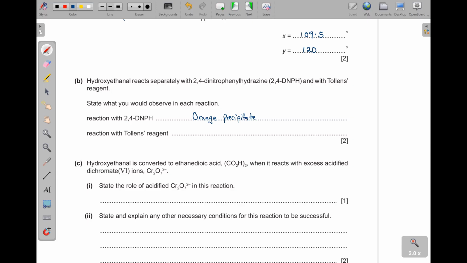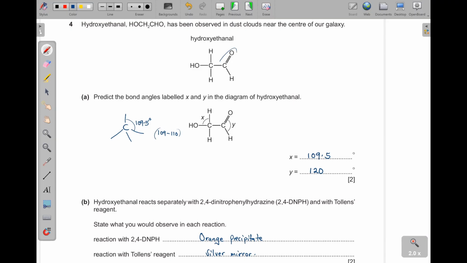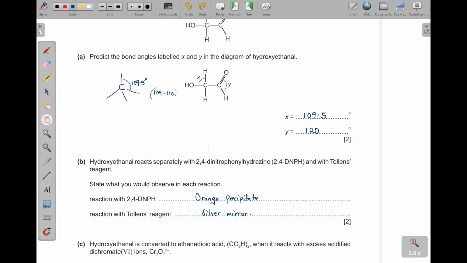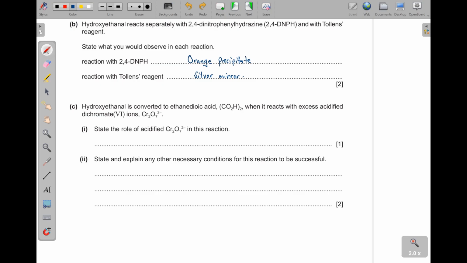Then Tollens' reagent is ammoniacal silver nitrate. That one can give a positive test with aldehydes but not ketones. For the positive test, we see a silver mirror, but ketones don't do that. And of course, we are seeing an aldehyde. All right.